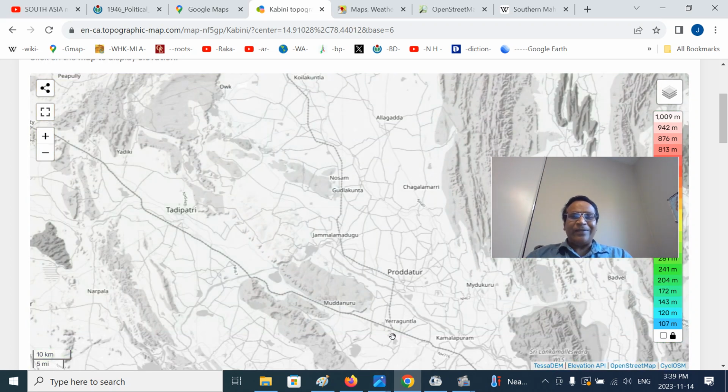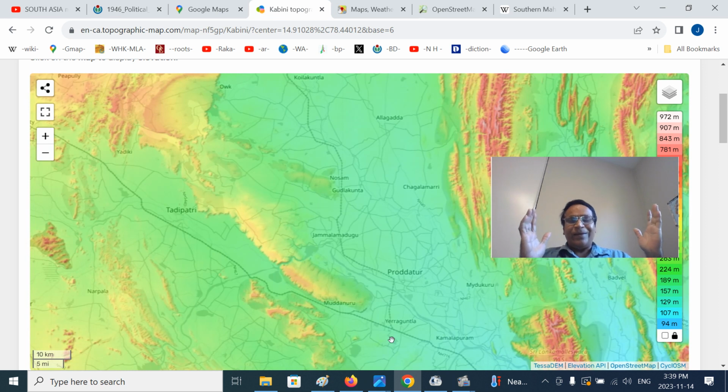Erraguntla is the major railway junction because one more line was built. That line runs between Bombay, Salsette Island, Pune, Sholapur, Raichur, Gundakal, and Erraguntla. Then it goes to Kadapa, Renigunta, and Arakonam to Chennapatnam, Madras. So Erraguntla is the major railway station.